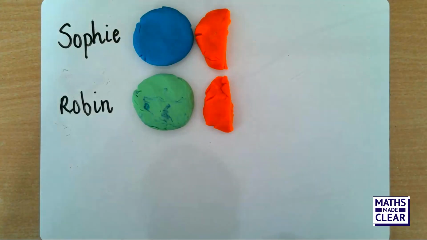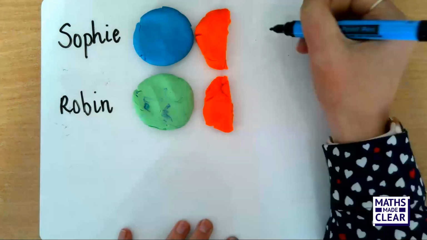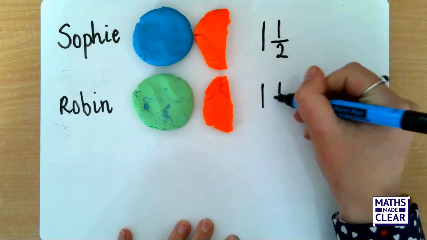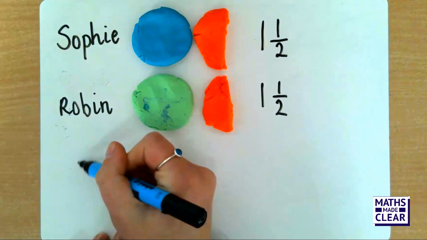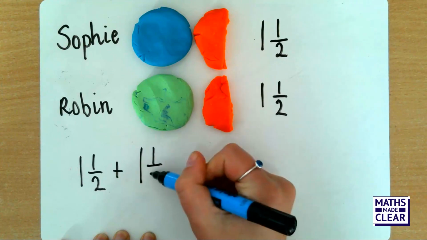Sometimes fractions get a little bit more complicated because we have a combination of a whole number and a fraction. So now we're going to look at how we would go about adding fractions in this way. So, for example, what if Sophie and Robin each had 1.5 pizzas? How much pizza have they got altogether? So we've got 1.5 plus 1.5.